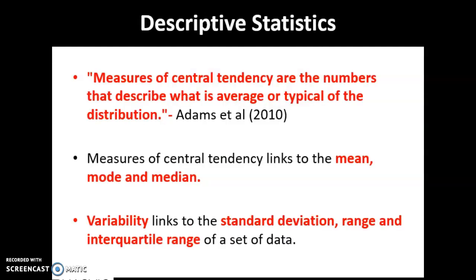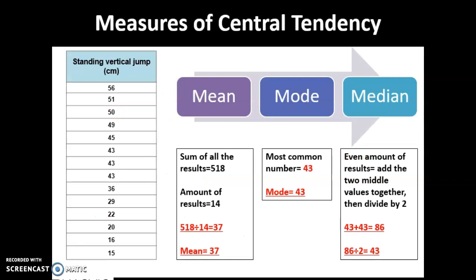Descriptive statistics. Descriptive statistics is the measure of central tendency and variability. Measures of central tendency are the numbers that describe what is average or typical of the distribution, Adams et al. 2010. Measures of central tendency include working out the mean, mode, and median. These are single numbers that represent the dataset in different ways. Measures of variability link to the standard deviation, range and interquartile range of a set of data.